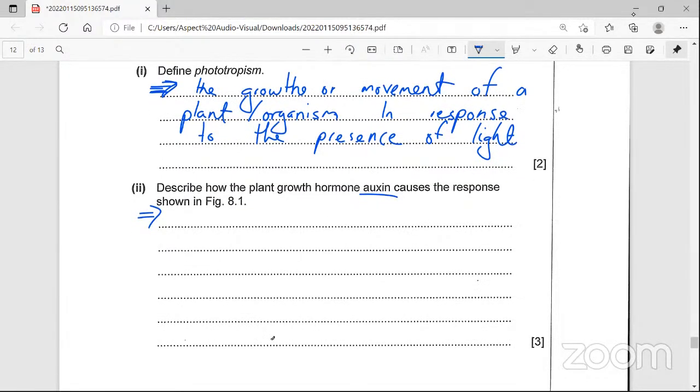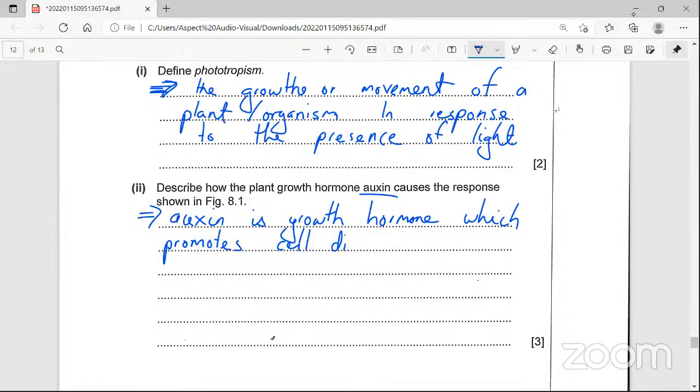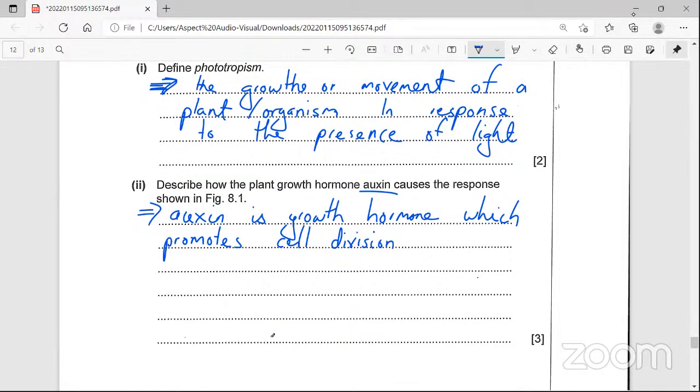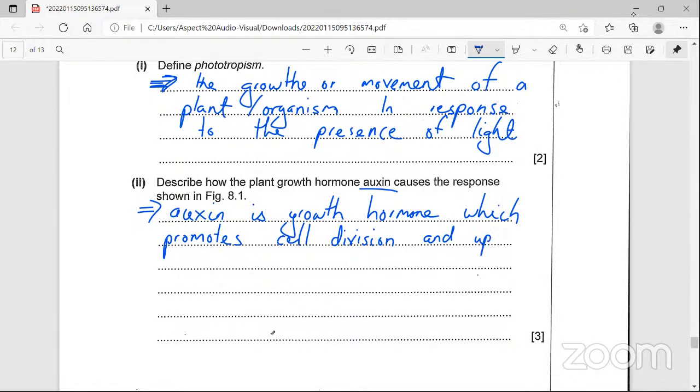Excellent. Right. So you need to mention that auxin is a growth hormone. Are we together? It's a growth hormone, which promotes what? Is that elongation or cell division? The cell division. And what else? An uptake of water, right? An uptake of water by osmosis.